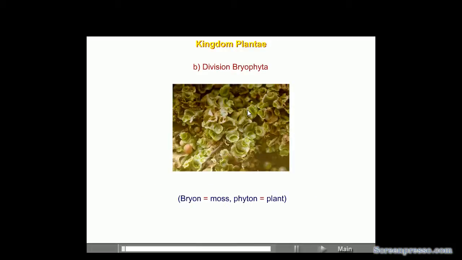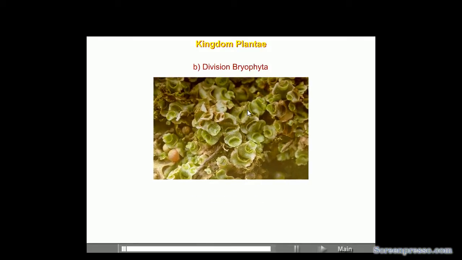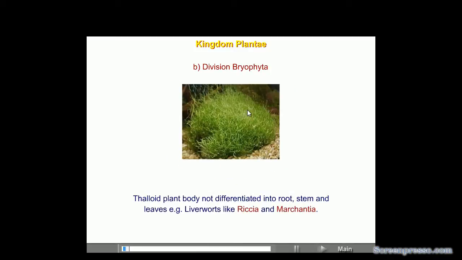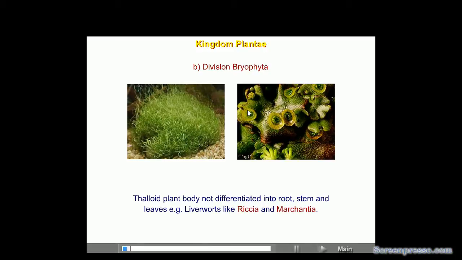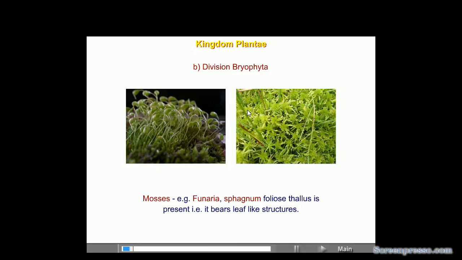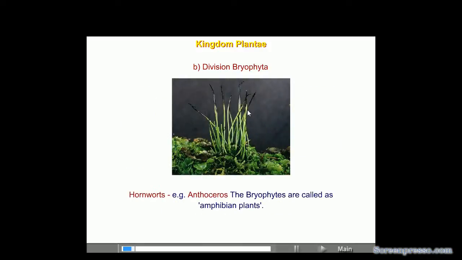Division Bryophyta. Bryon means moss, phyton means plant. They grow in shady and moist places such as damp rocks, moist walls, decaying logs, etc. Thalloid plant body not differentiated into roots, stems, and leaves. Example, liverworts like Riccia and Marchantia. Mosses. Example, Funaria and Sphagnum. Foliose thallus is present, that is, it bears leaf-like structures. Hornworts, example, Anthoceros. The bryophytes are called amphibian plants. They are mostly terrestrial plants which depend on external water for fertilization and completion of their life cycle.